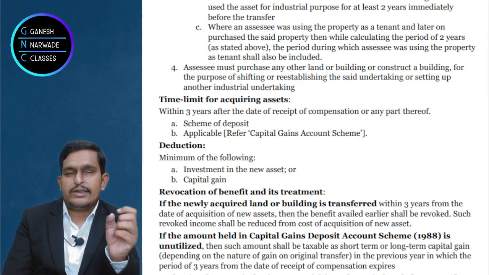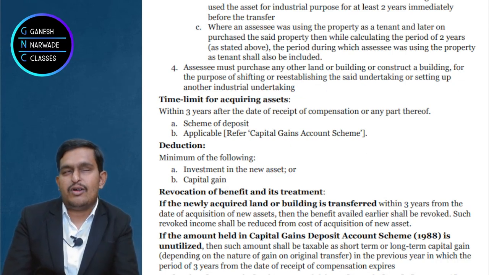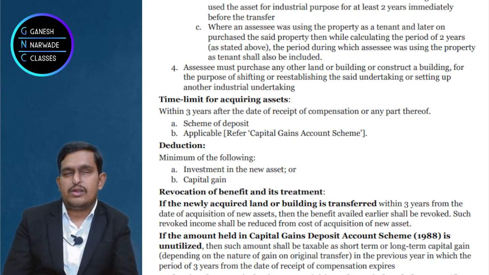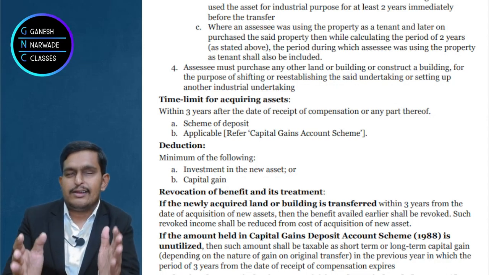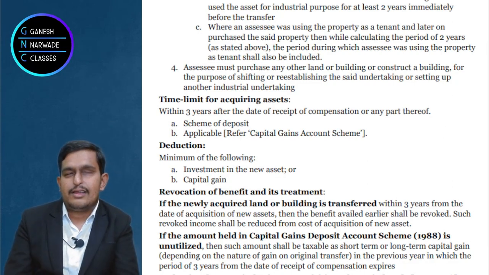The day when government acquired, from that day within 3 years. But the problem with government is that government doesn't pay the money on time. So we should remember that the period of 3 years starts from the day when you get money from government. So you got the money from government on this date; from this date, within 3 years, did you purchase or construct a new industrial undertaking? If the answer is yes, then you are going to get the exemption.